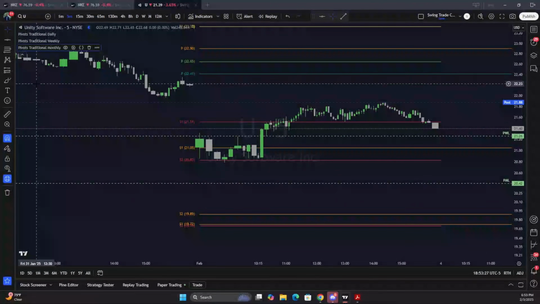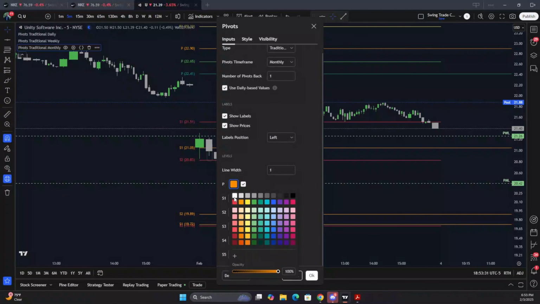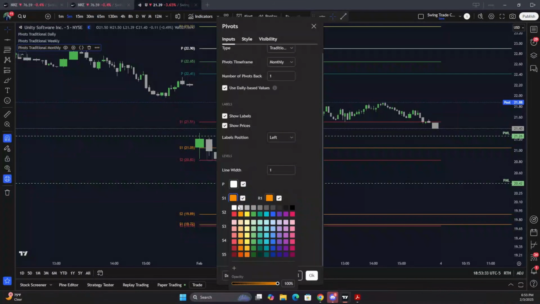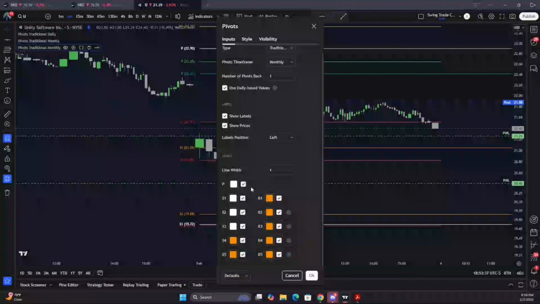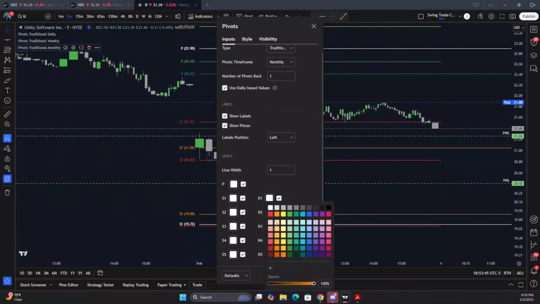Let me make life easier because those colors are a bit confusing. So let me just go ahead and just make these white just for educational purposes here. Just give me 1 second. I wish there was an easier way to do this, but there isn't.